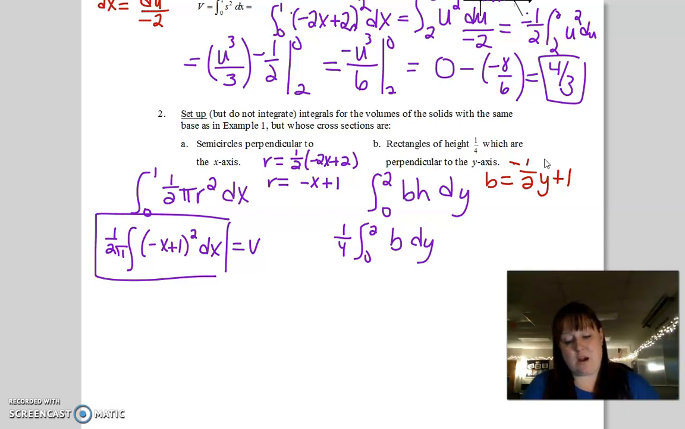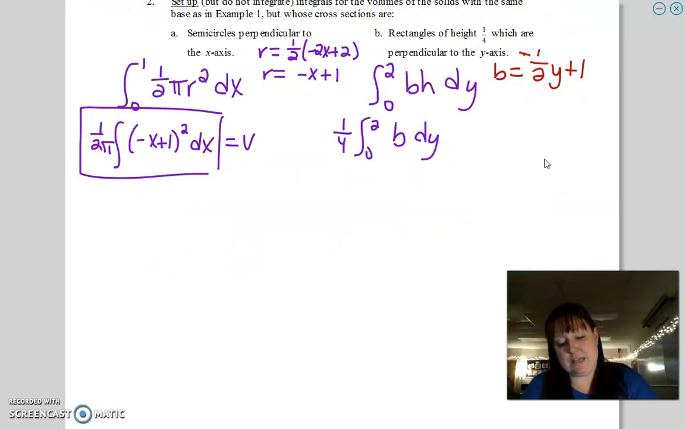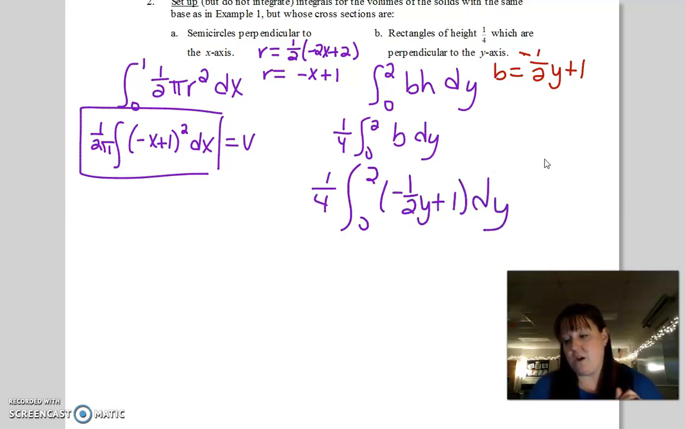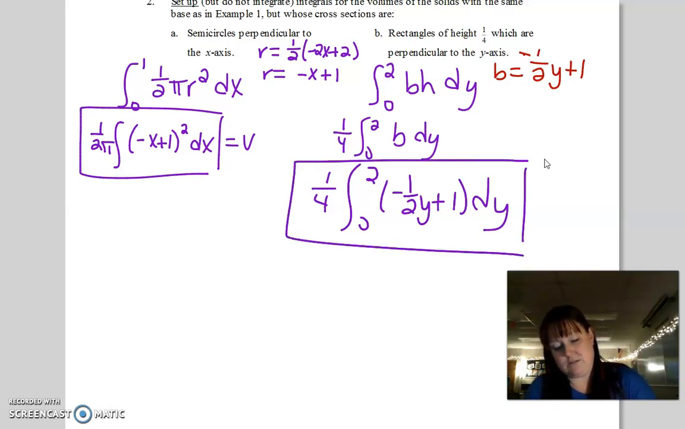So everywhere that we had our base, we're just going to go ahead and replace that with the value of our base that we just figured out. So there you go. That is set up, and then we would just evaluate that. So say we used a calculator or something like that, we would use one of those methods to evaluate that.